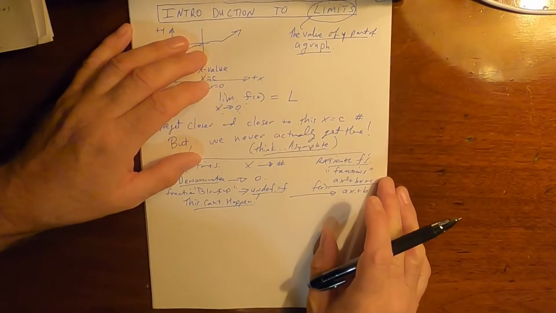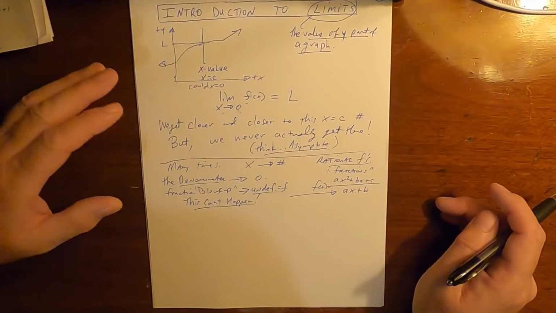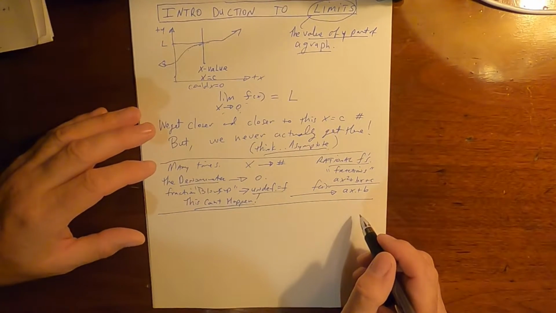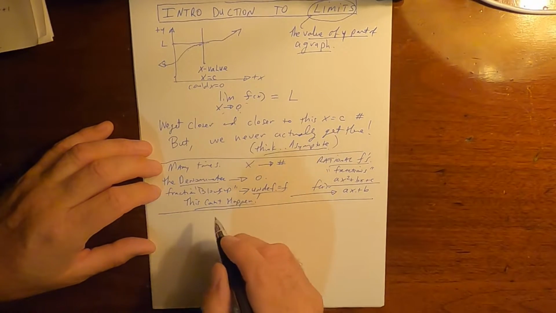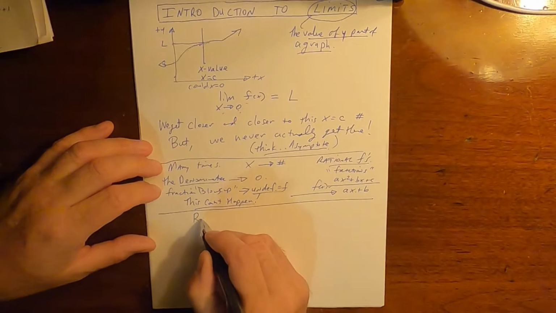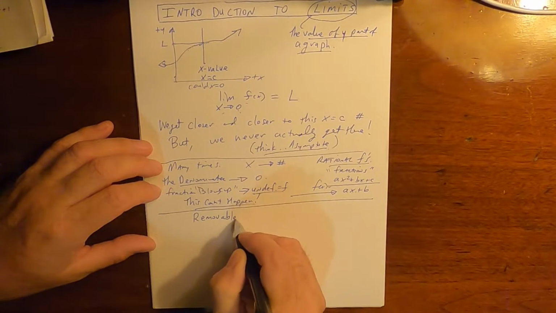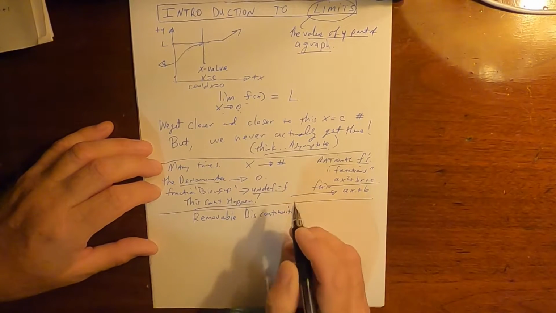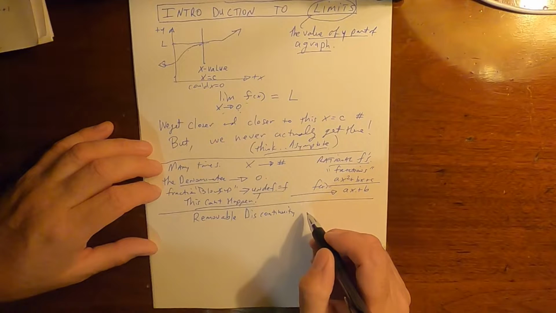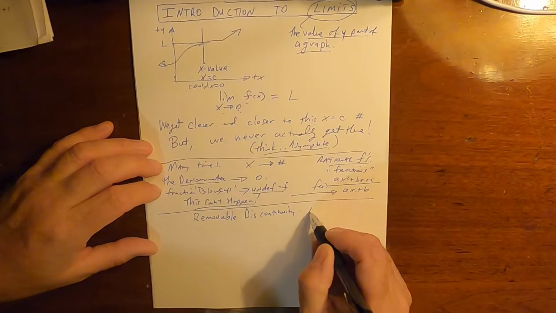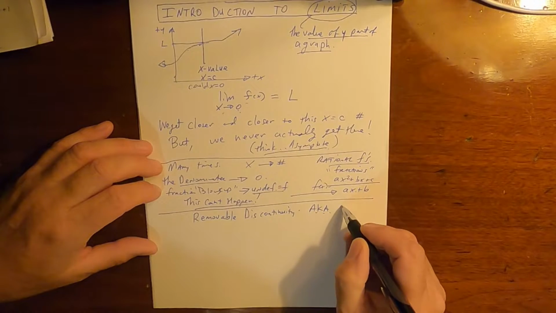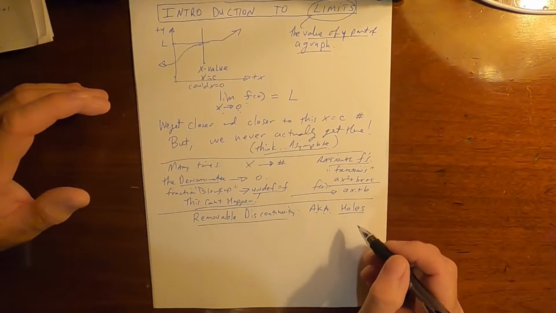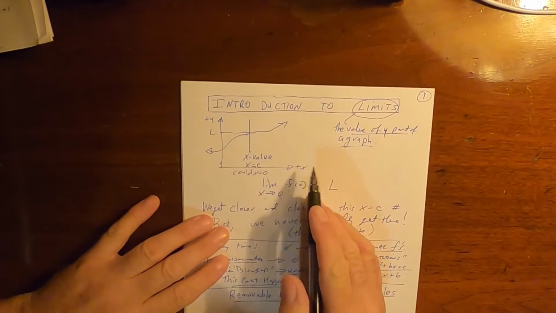All right, so that introduction of limits brings us to the first leg of learning about these things, and that would be the case of what we refer to as a removable discontinuity. Okay, so we'll get to that in a second. AKA, also known as holes. So you may say, well, what's a hole? Well, look at our function here.